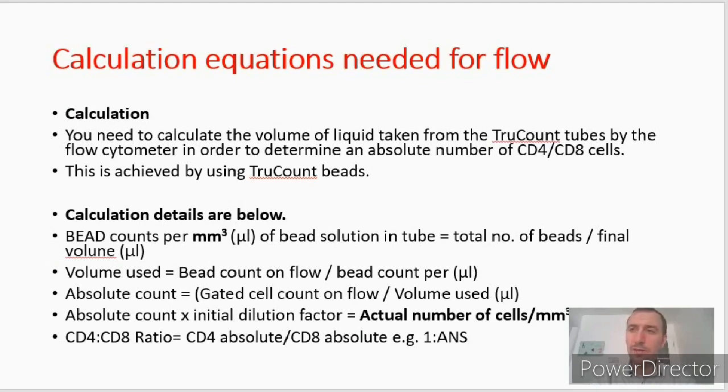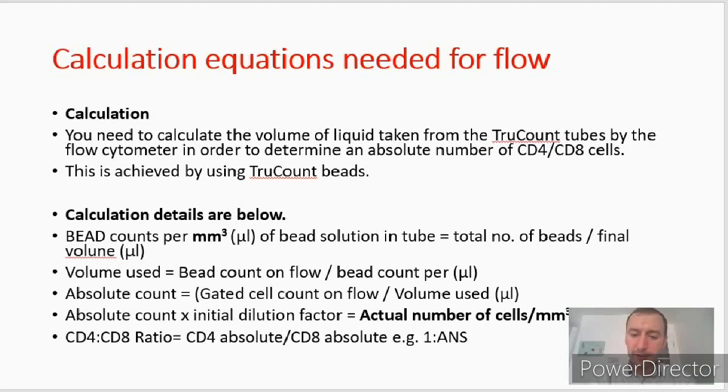Now folks, as I noted earlier at the start of the presentation, in order to get the true number of cells in blood, you need to take account of dilution factors. The blood was mixed with antibody and mixed with lysing solution, so you need to take that into account in the final calculation for the dilution factor. In order to work out how many bead counts per microliter of bead solution in the tube, it's the total number of beads divided by the final volume. And then the volume used by the machine is the bead count that the machine has detected divided by the bead count per microliter, which you've calculated just above. That will give you an indication of the volume used.